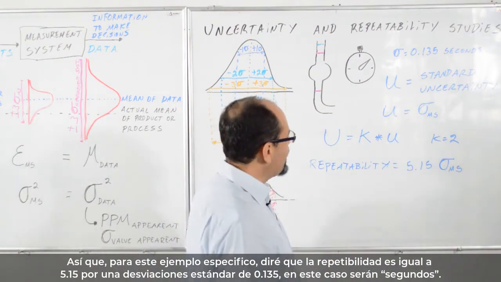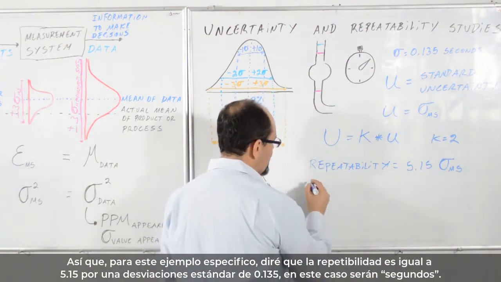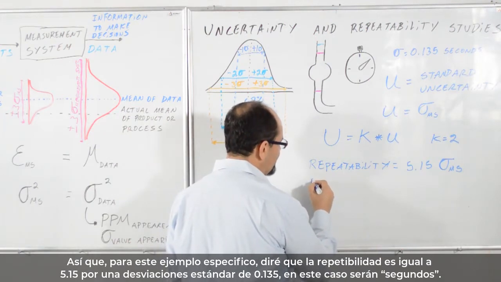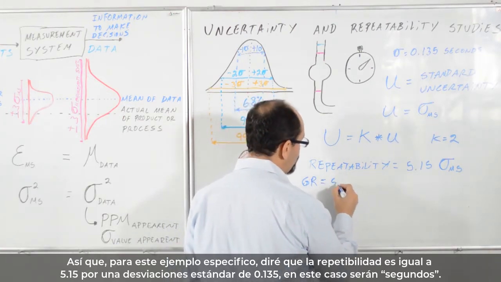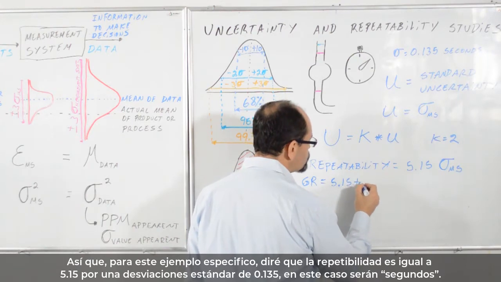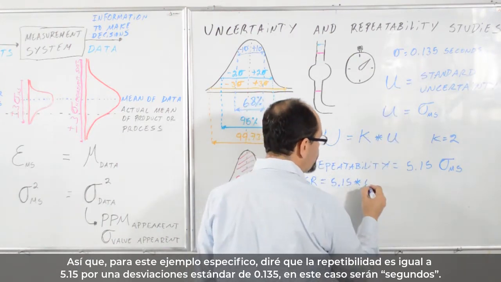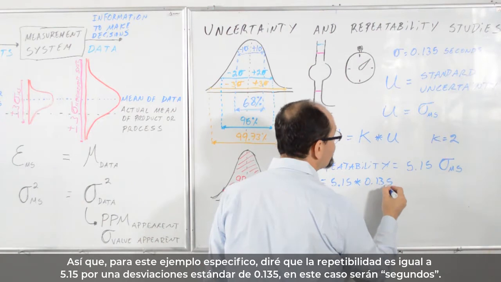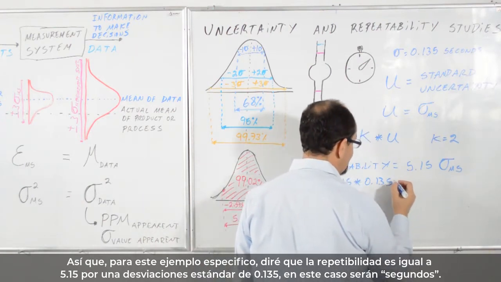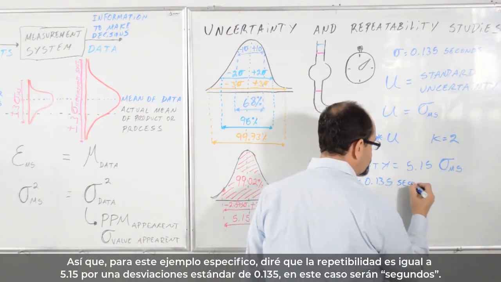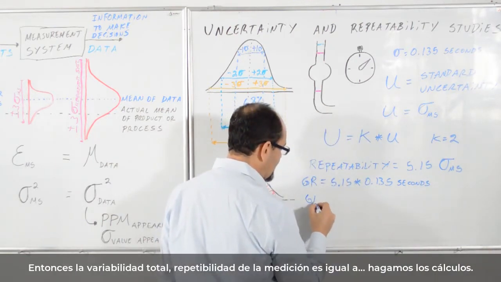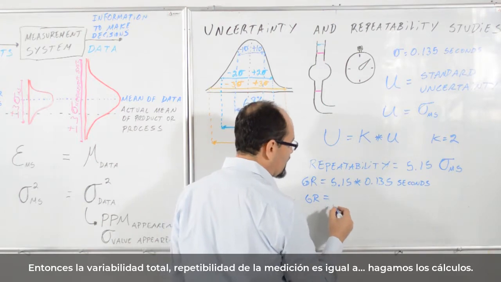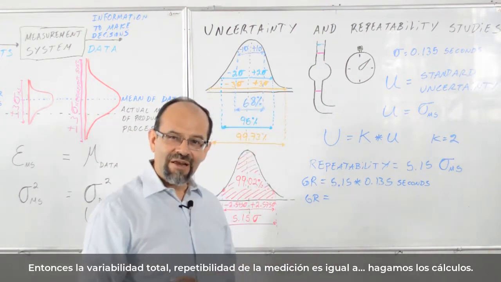So for this specific example, I would say that the repeatability, let me call it gauge repeatability, is equal to 5.15 times 0.135 standard deviations, in this case seconds. Then the total variability, gauge repeatability, is equal to, let me do the calculation.